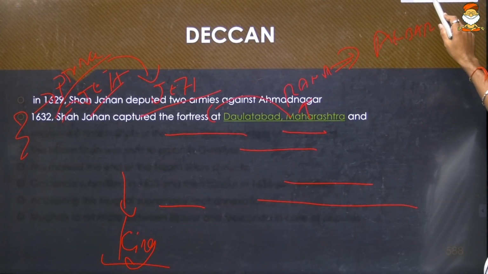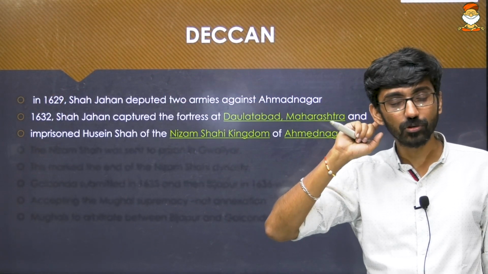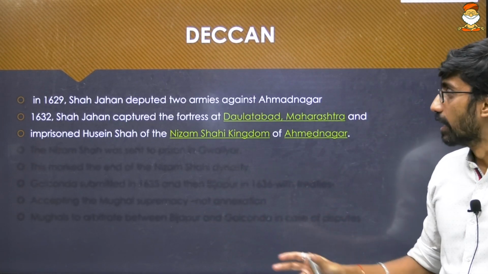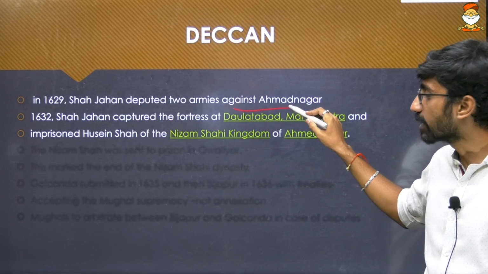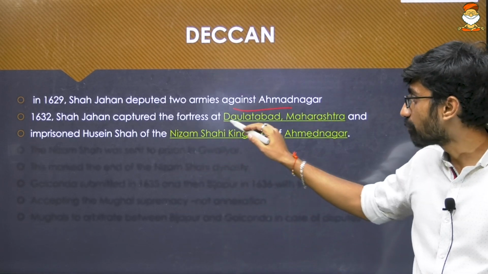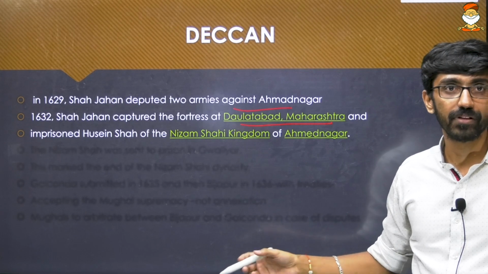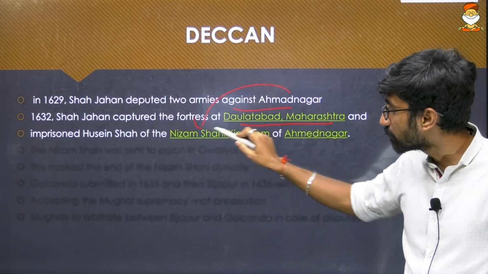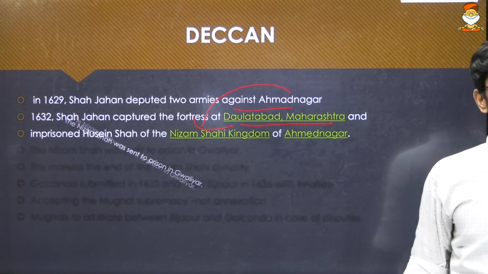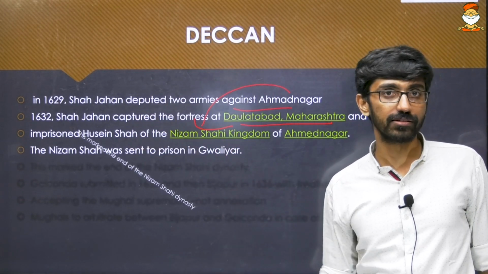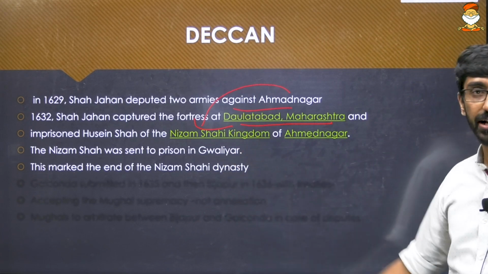Okay, then again Deccan. One of the biggest achievements of Shah Jahan is bringing the Deccan Shahi kingdoms, the Bahmani kingdoms, some of them, under control. In 29, Shah Jahan deputed 2 armies against the Ahmadnagar Nizam Shahis. Okay, then in 32, Shah Jahan captured the fortress of Daulatabad, that is in Maharashtra, and imprisoned Hussain Shah of the Nizam Shahi kingdom, that is Ahmadnagar, ruled by the Nizam Shahi kingdom of Ahmadnagar. Okay, and Nizam Shah was sent to prison in Gwalior. That is the end of Nizam Shahis. This marked the end of the Nizam Shahi dynasty completely.